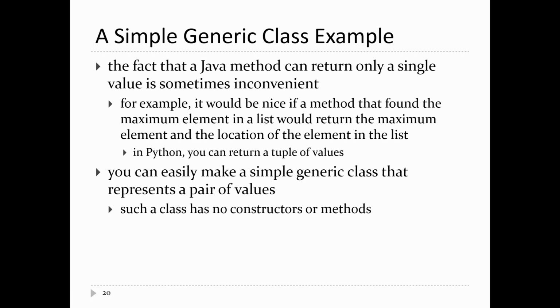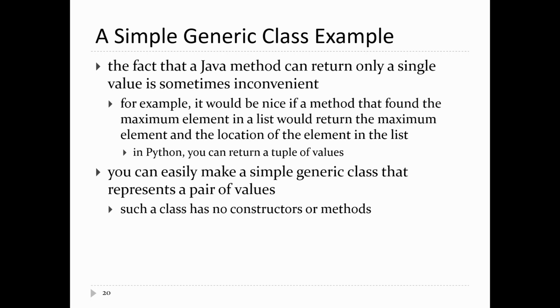All right, let's look at a simple example of making a generic class. This is going to be the world's simplest generic class. Java methods only return a single value. That's often inconvenient. If you have a method that searches for the max or the min of an element in a list, often you want to know what the maximum or minimum value is, and you want to know where that value is in the list. So you actually want to know two things.